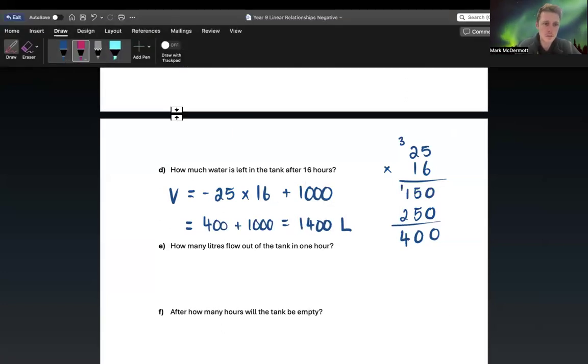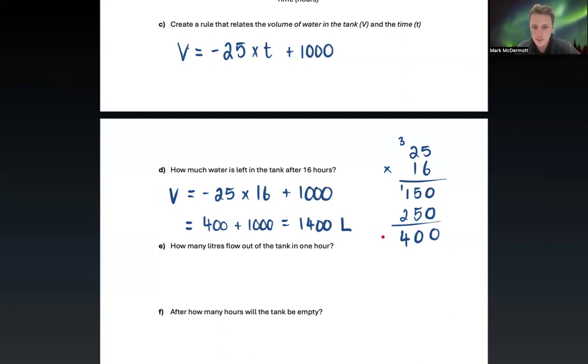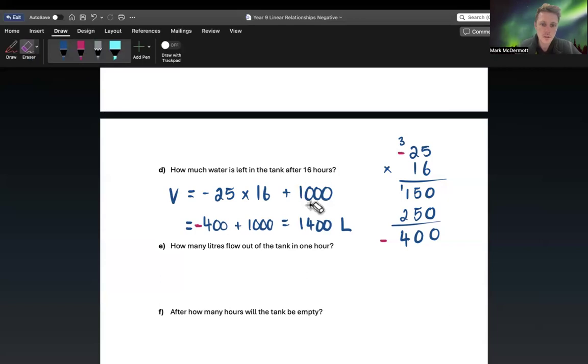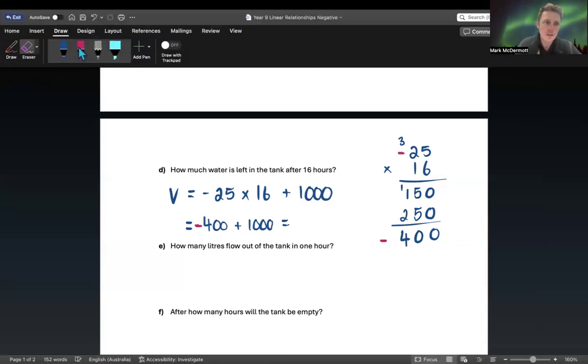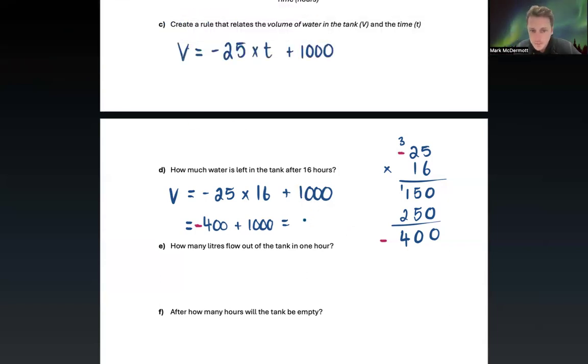So hopefully you noticed what I did wrong. I forgot in my thing here that I was actually multiplying by negative 25. So this is negative 400, isn't it? So let's just chuck the negative in there. Okay, so the whole thing's negative 400. So this is negative 400 plus 1000, which is 600 liters. So how much water is in the tank after 16 hours? So it'll be 600 liters.